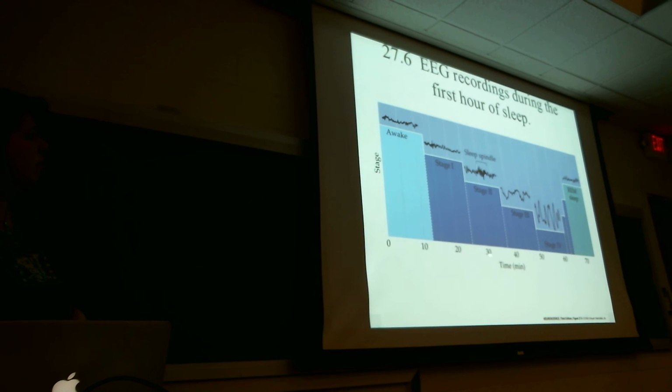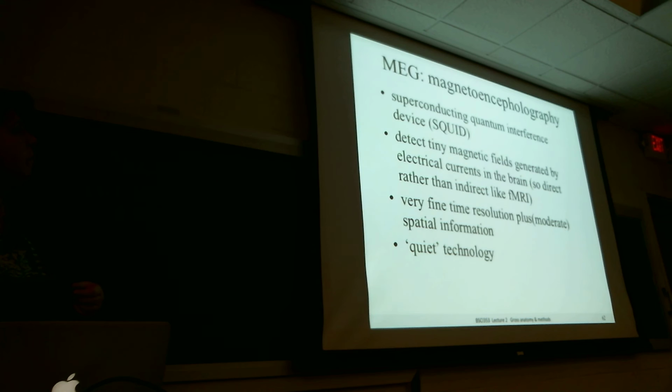So here you have time on the bottom axis, and this is just an example of different qualitative differences in the activity of EEGs. Okay, and so these have been used for decades and decades, so people have a pretty good idea of what they're looking for.